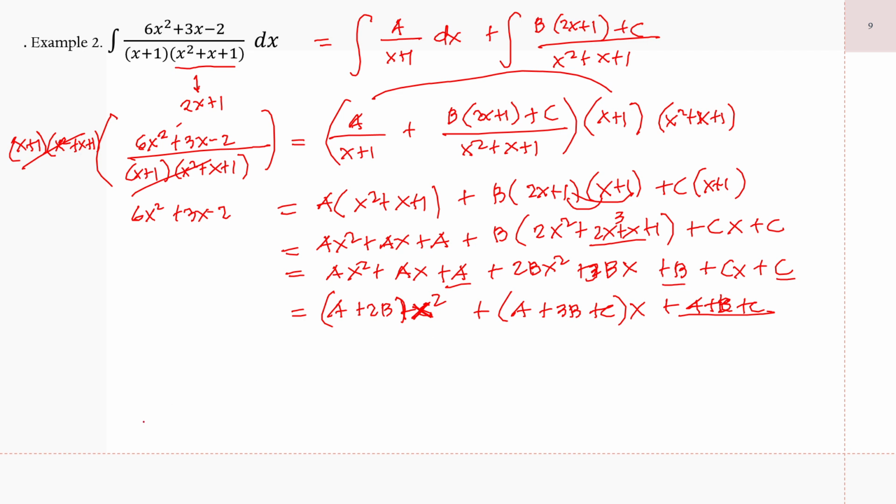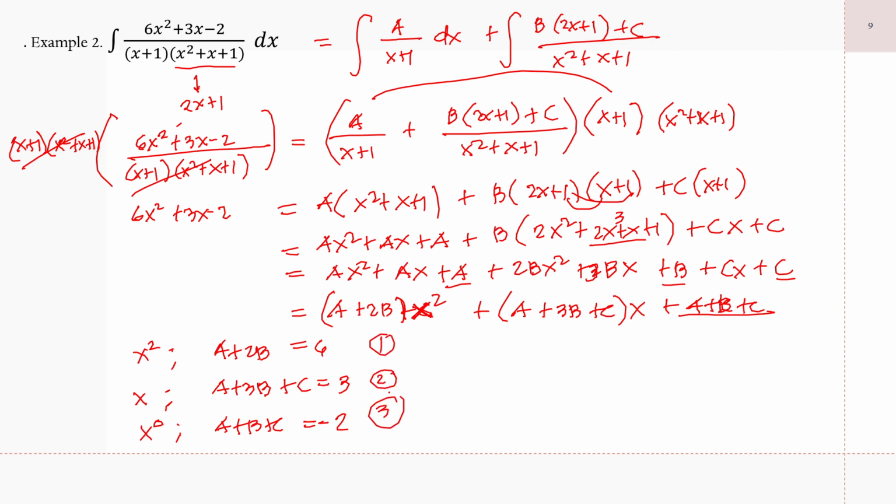By equating the coefficients, for x squared, a plus 2b is equal to 6. Our x coefficient gives a plus 3b plus c equal to 3. And our x raised to 0 gives a plus b plus c equal to negative 2. This is our equation 1, equation 2, and equation 3.